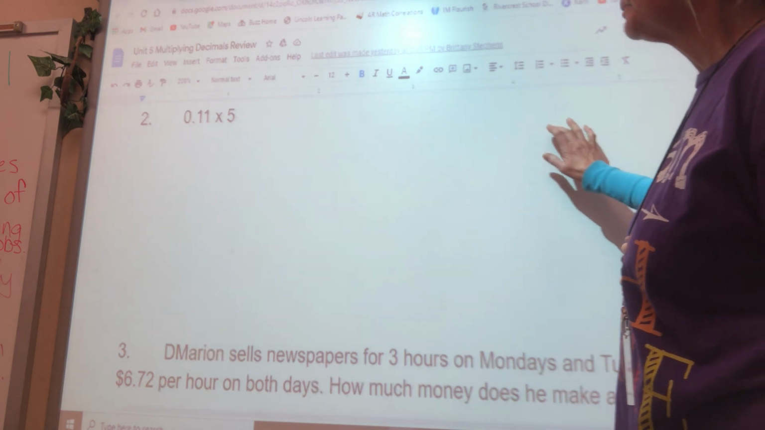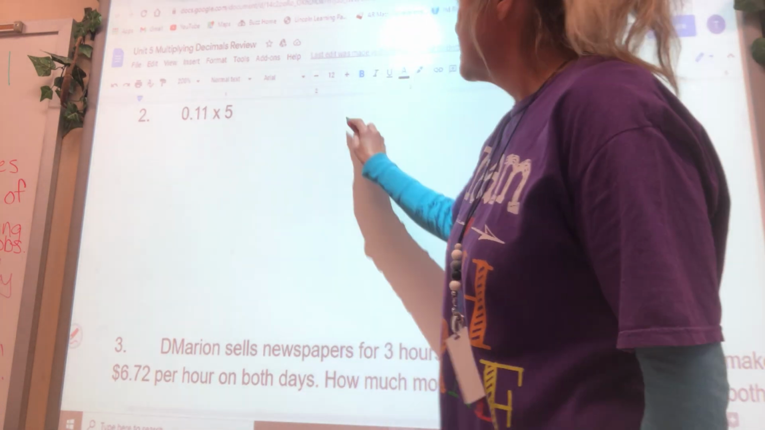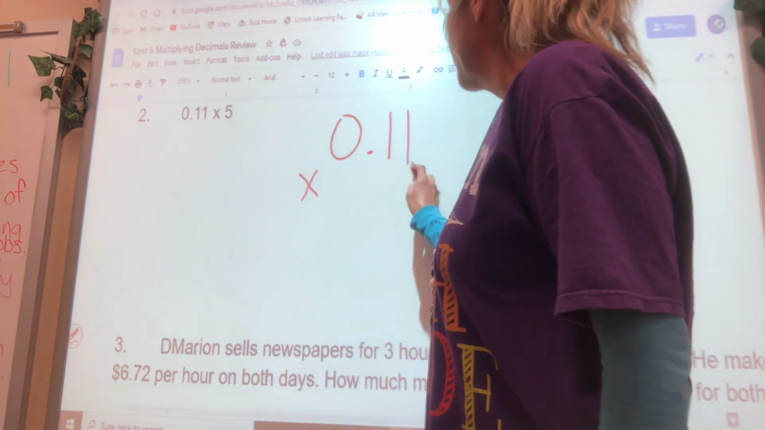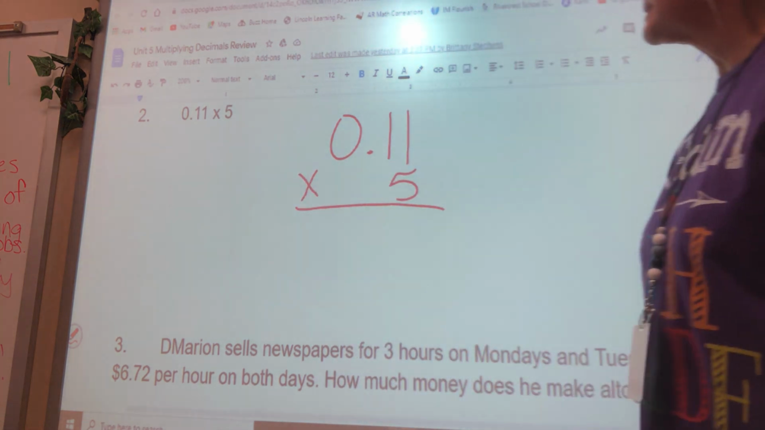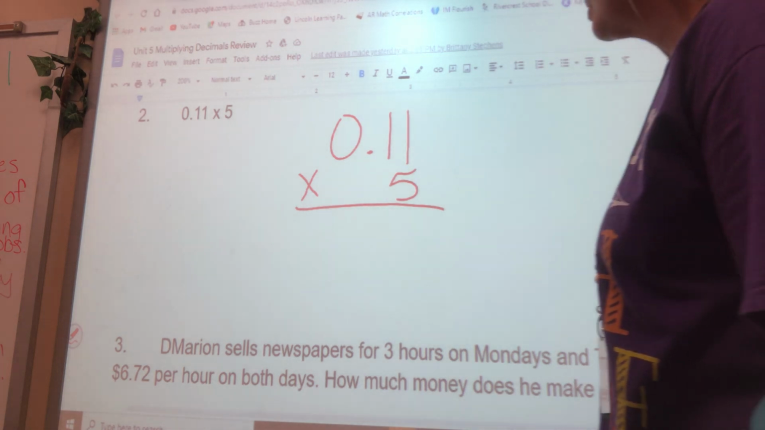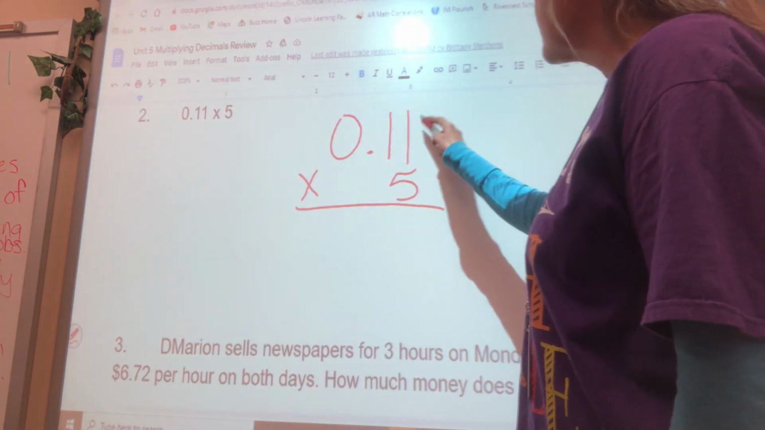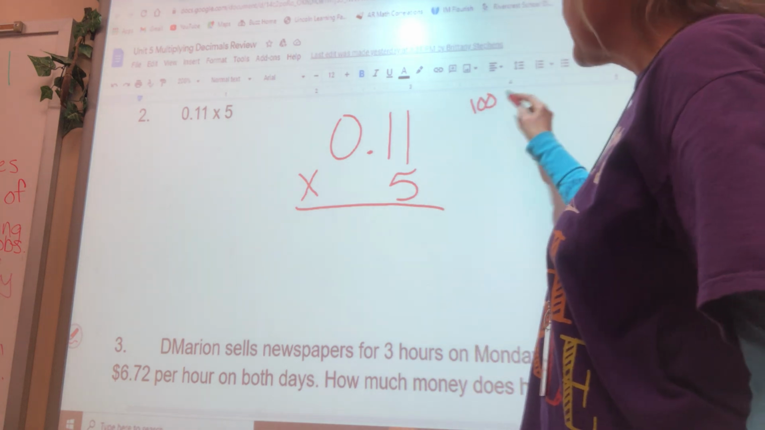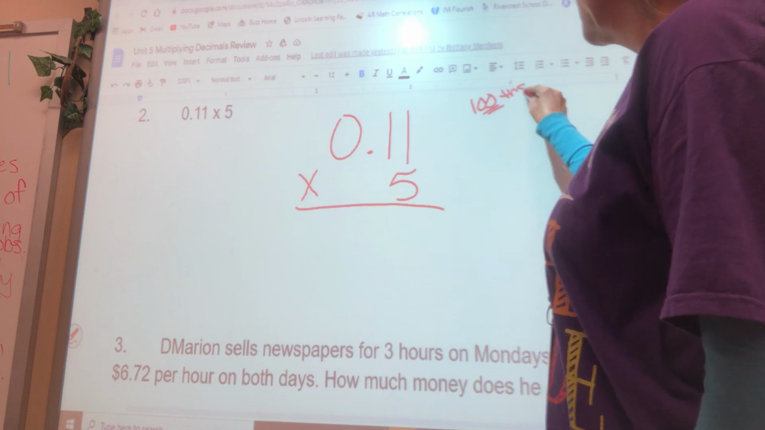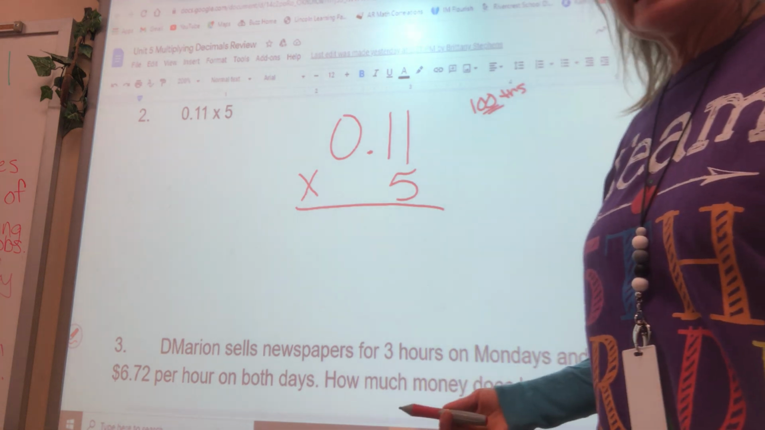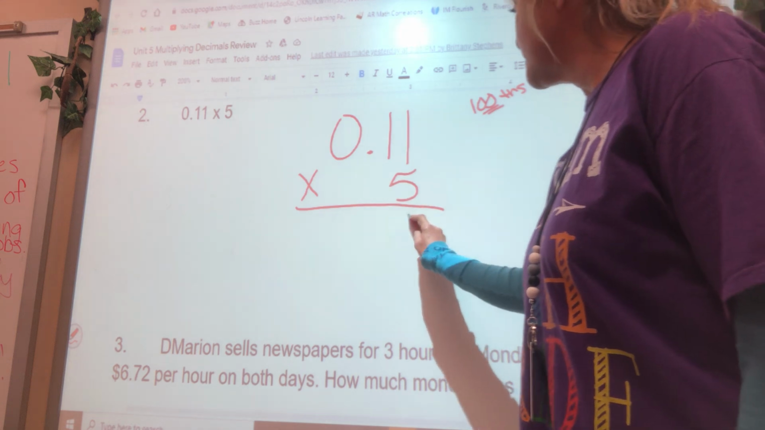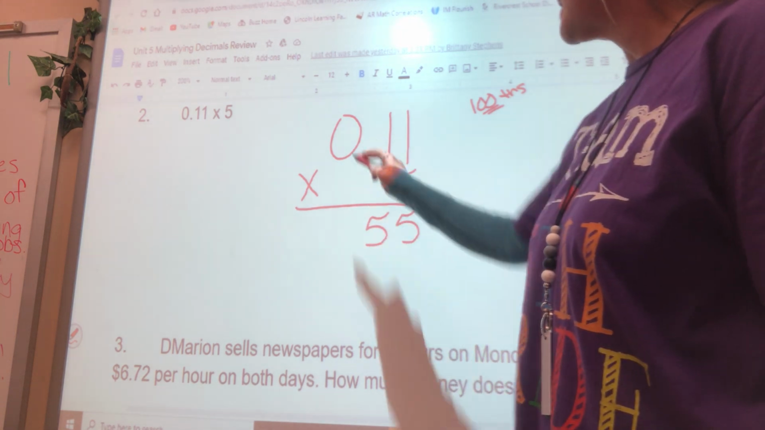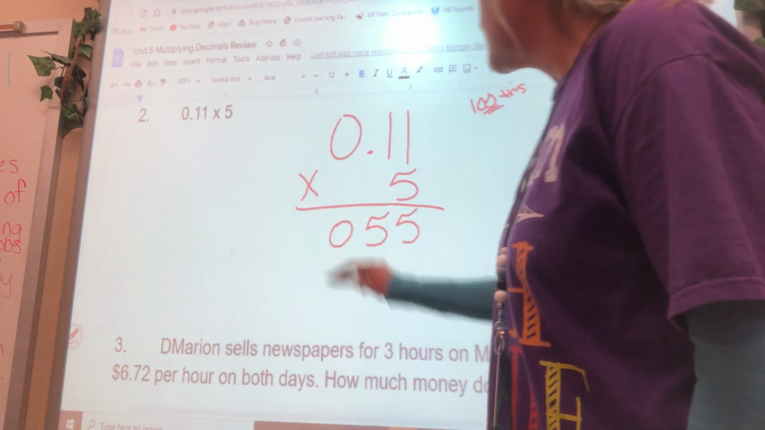Okay, the next one. We have 0.11 times 5. This time we're just multiplying by a whole number. So up here I have tenths, hundredths, and this is just a whole number, so my answer is going to be in hundredths. And we multiply as always. 5 times 1 is 5. 5 times 1 is 5. And 5 times 0 is 0.